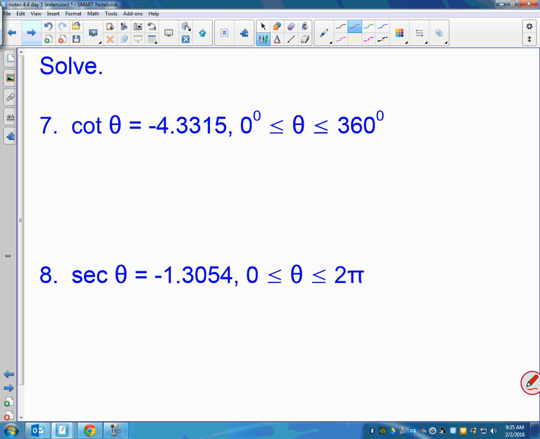Negative 4.3315, that is not from my unit circle, which means I have to use a calculator to do that. And this is a new part for us because we haven't done this with a calculator before. And again, I picked the harder ones of not sines and cosines because it's harder to type this in your calculator than it is for sine and cosine. But I'm going to switch it first. So instead of saying cotangent equals this, I'm going to say tangent equals just 1 over that. And I'm just going to write that 1 over negative 4.3.